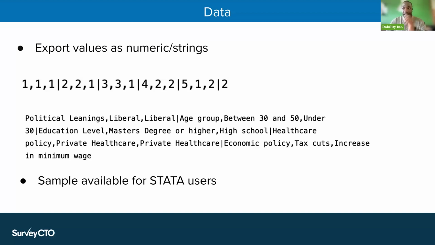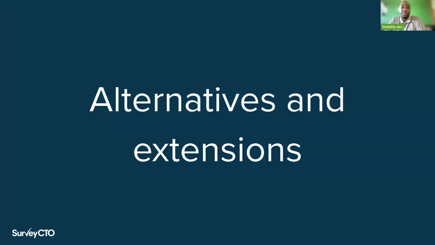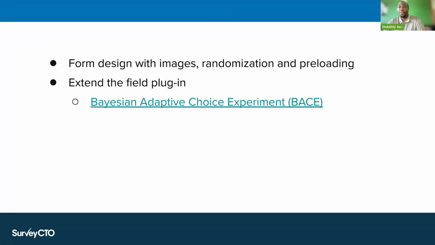But as with anything in SurveyCTO, there's more than one way to do something. Okay, so there are alternatives. I talked about this earlier. It's possible for you to do conjoint analysis without the field plugin. I'm not sure why you'd want to do it that way, but it is possible to do it without the field plugin. So you can do a form design.